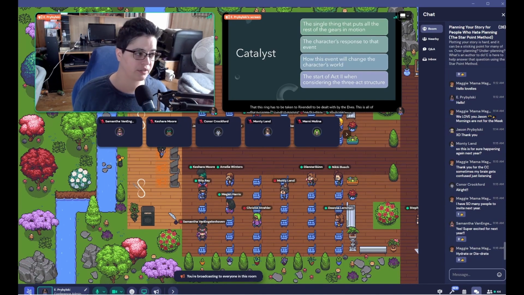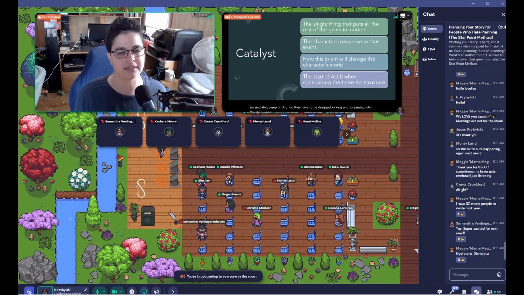The catalyst also includes the character's response to that event. Do they immediately jump on it, or do they have to be dragged kicking and screaming into the story? That happens sometimes, and I won't pretend it doesn't. But the character does have to eventually engage with the story, whether it's voluntarily or not.